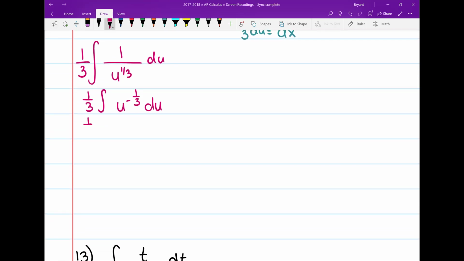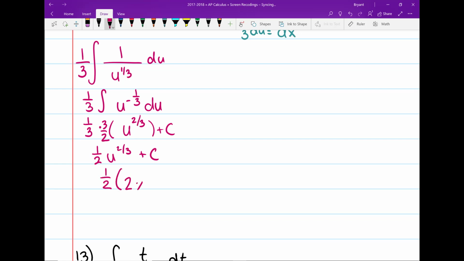When you integrate, you're going to get 1/3 times u to the 2/3. So then you need to multiply by 3/2 plus c. So you get 1/2 u to the 2/3 plus c. So you get 1/2, and then u is going to become 3x plus 4 to the 2/3 plus c.